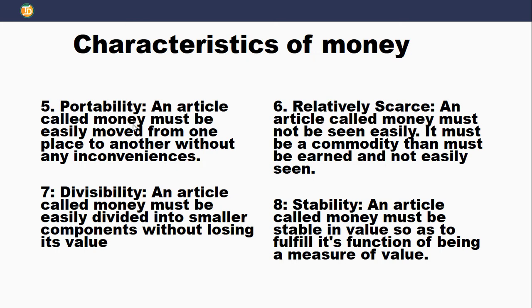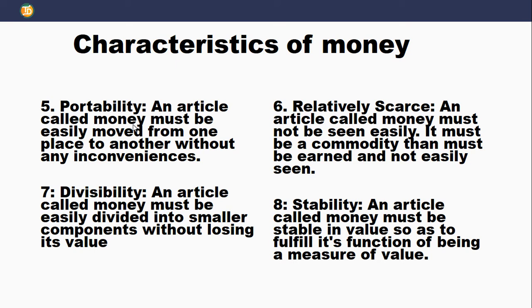Number seven, divisibility. Anything called money must be easily divided into smaller components without losing its value. For example, a 1,000 naira note in Nigeria can be divided into two 500 naira notes and they serve the same value. A 1,000 naira note also serves the same value as five 200 naira notes. All right, they serve the same value.